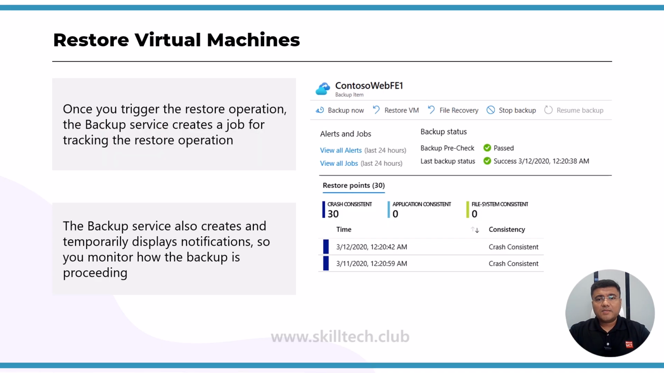This screenshot is basically showing you how you can restore your virtual machines. Once you trigger the restore operation, the backup service is going to create a job for tracking the restore operation. These jobs are mostly going to be executed in the background by the Azure Automation account. The Azure Automation account is going to take care of the scheduled jobs as well as the job execution. And that is also something where we can check the activity logs, as well as configure monitoring and alert notifications.